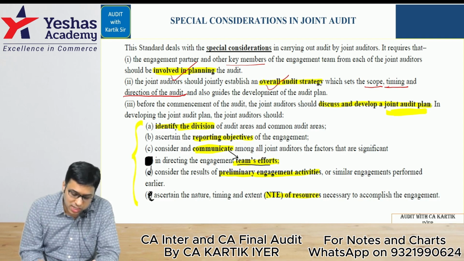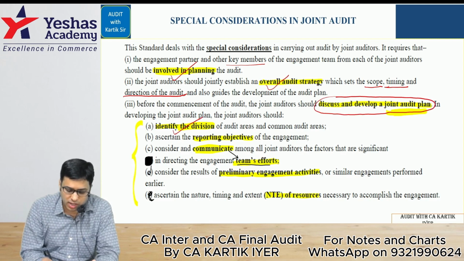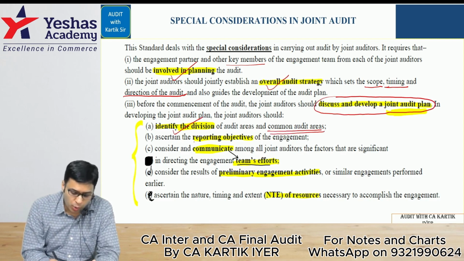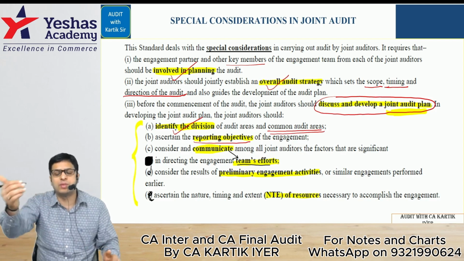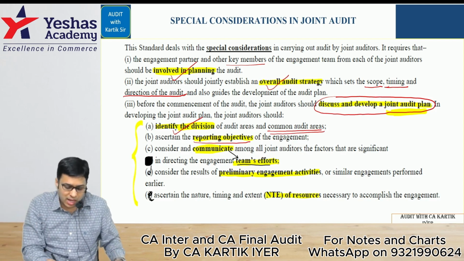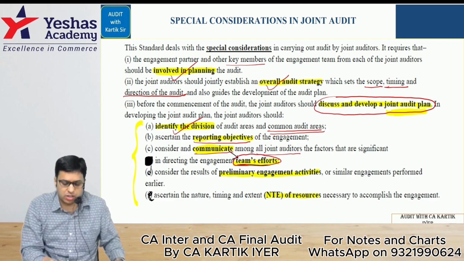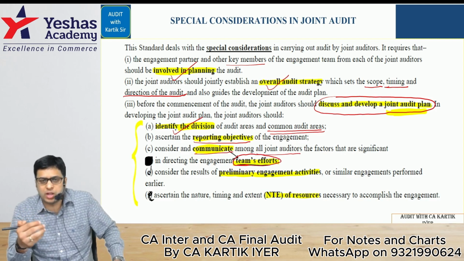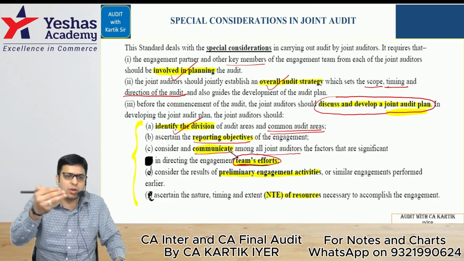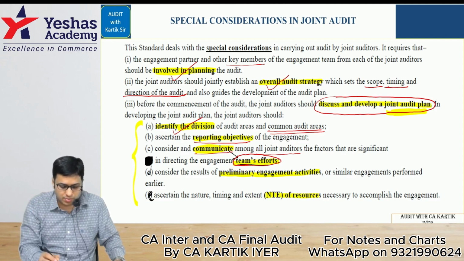Then they should discuss and develop a joint audit plan which will cover the following areas. They should identify the division of work and what common areas we will do. Okay. Next is reporting objectives. What is the main goal of making the audit report? That should be known. Next, they should communicate among all joint auditors the factors that are significant in directing the engagement team's effort. So what should be done so that the team's effort gives the best result? They should communicate with each other, the joint auditors.